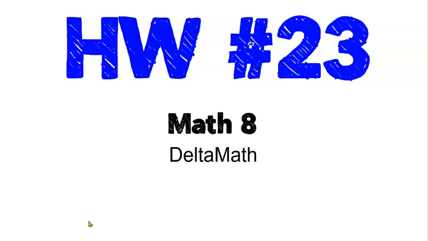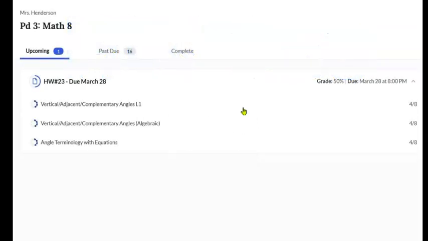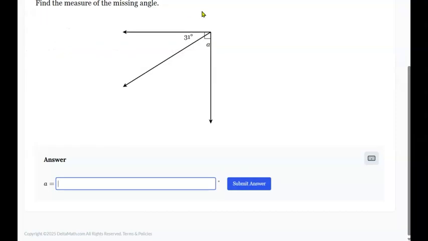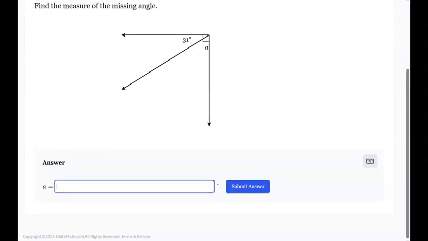Homework number 23 on algebra and angles. The first topic is vertical, adjacent, and complementary angles, level 1. In this question, you're asked to find the measure of the missing angle.